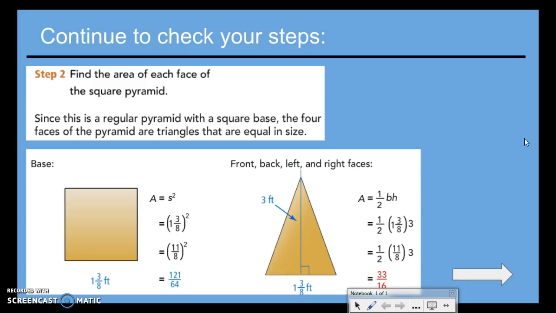Now let's look at our front, back, left, and right faces. Our area is 1/2 base times height. So now we're going to do 1/2 times 1 3/8 times 3. So our height is 3, and our base is 1 3/8. Okay? Turn 1 3/8 into an improper fraction. Multiply straight across. Now remember that 3 is going to have a 1 underneath it, so that it makes it a little bit easier to multiply. 1 times 11 times 3 is going to be 33. And then 2 times 8 is going to give us 16.